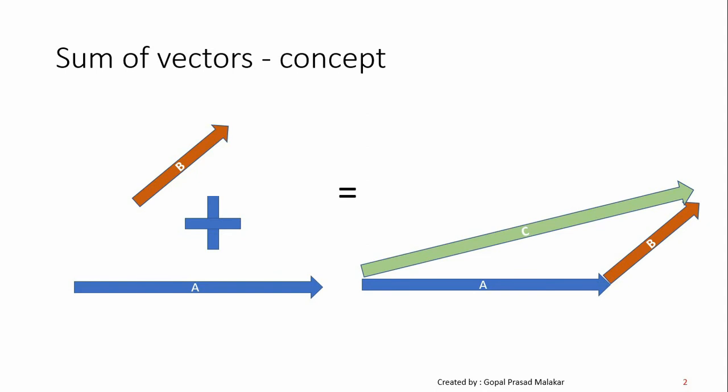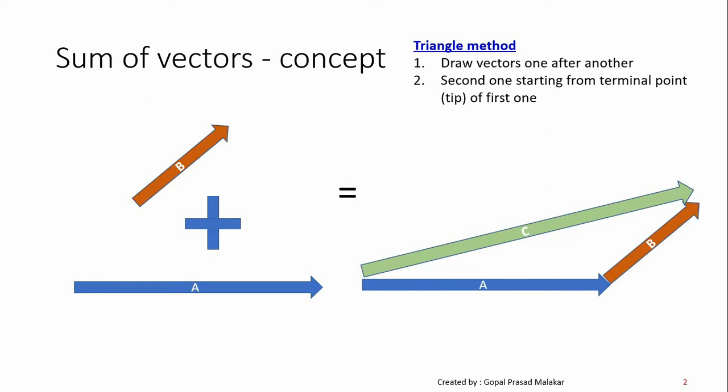This concept is actually called the triangle method. So essentially you draw vectors one after another. The second one starts from the terminal point or tip of the first one. The third one starts from the terminal point of the second one. This is a very important point because that's what tells you that you can actually sum multiple vectors in a similar way. Let me show you how.